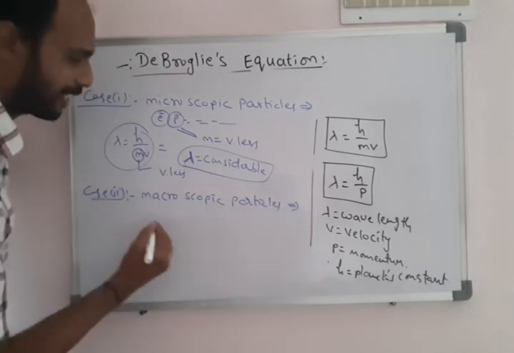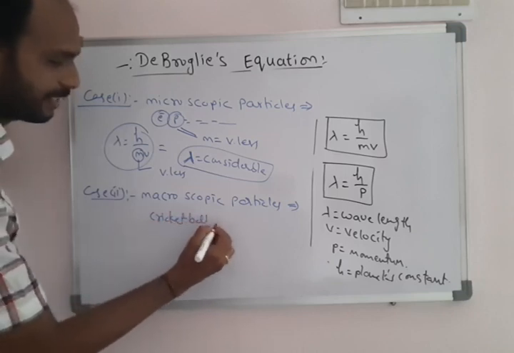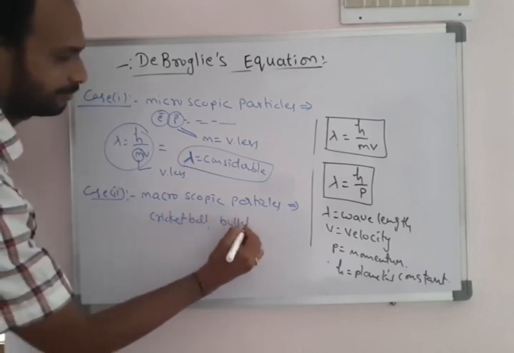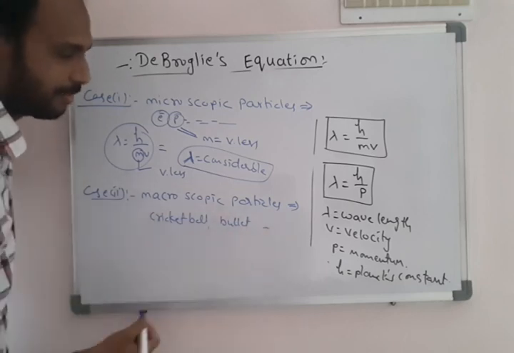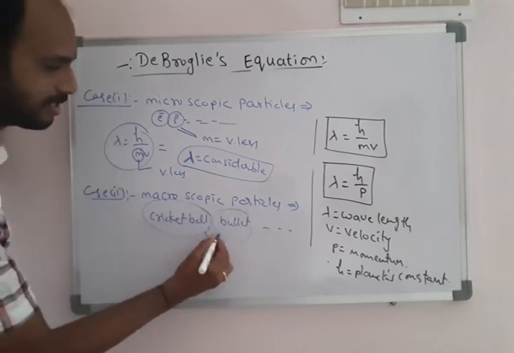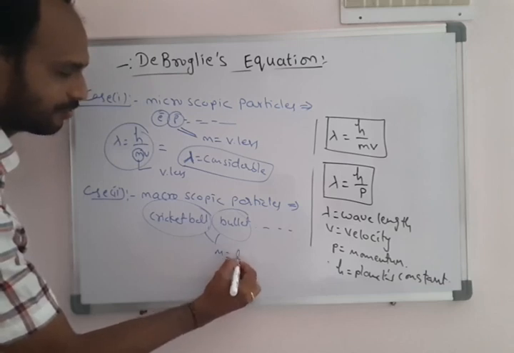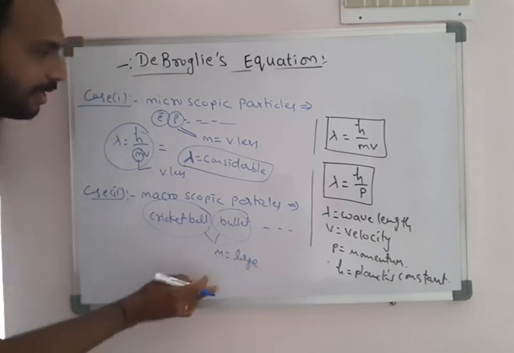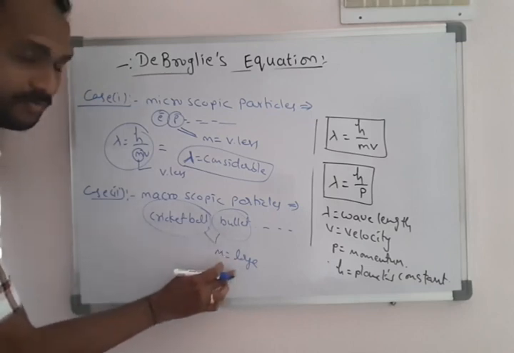Macroscopic particles means, for example, a cricket ball or a bullet coming from a gun. All these particles, the cricket ball and the bullet, have masses that are somewhat large compared to microscopic particles.